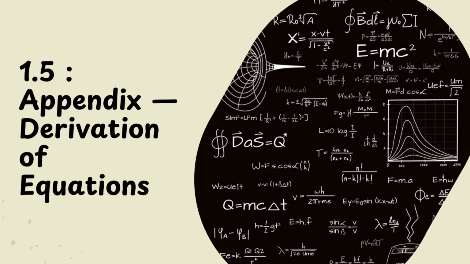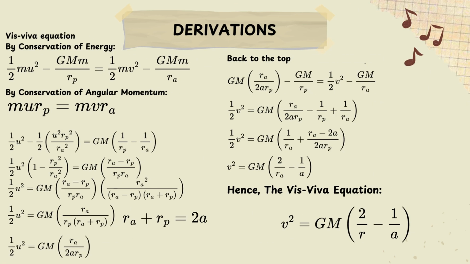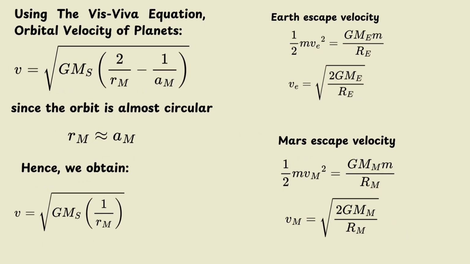Now let us go through the final part of our presentation, which is the derivation of equations. We derive the vis-viva equation by using the law of conservation of energy and conservation of angular momentum. Then, we take the positive square root of the right-hand side to obtain the magnitude of velocity. Then, by assuming the orbit is almost circular, we obtain the simplest form of the vis-viva equation.